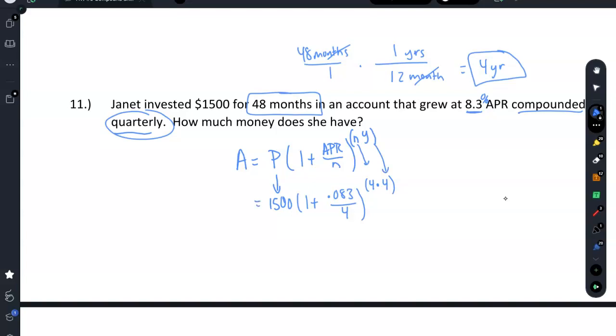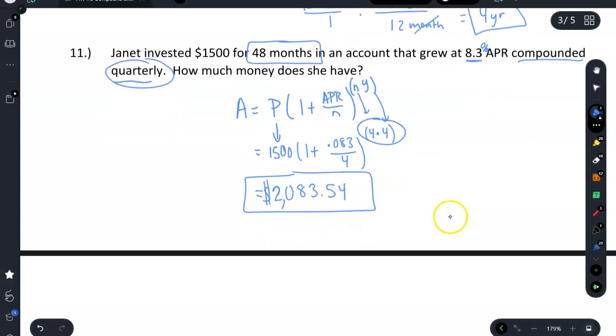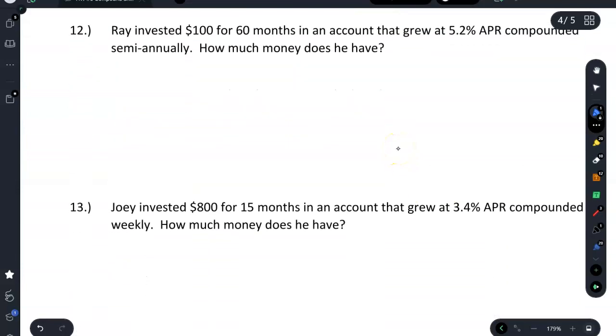And I'm going to type this in my calculator. 1500 parentheses 1 plus 0.083 divided by 4 raised to the 4 times 4. And the calculator I'm using off to the side, I have to put those parentheses right here. But the one I showed you on the screen, I didn't have to. So just to get in the habit of it, make sure you're using your parentheses in case you ever switch calculators. So it's 2083.54, and that would be dollars. So this was $2,083.54. So number 12 is a very similar setup.